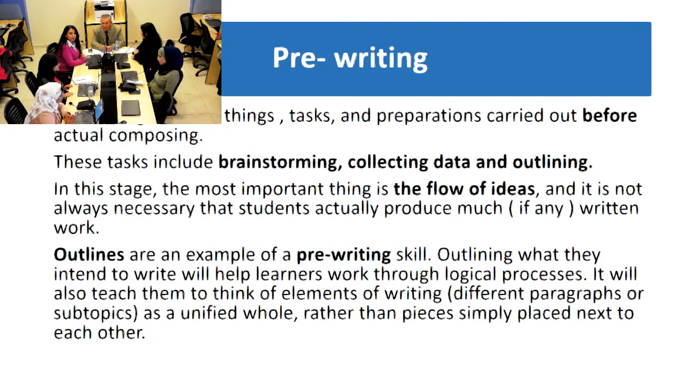Now, outlines are an example of a pre-writing skill. Outlining what they intend to write will help learners work through logical processes. It will also teach them to think of elements of writing, different paragraphs of subtopics, as a unified whole rather than pieces simply placed next to each other. So when we outline, it means we put the elements of our composition, the basis of what we are going to talk about, then we prepare so that we know from the beginning what is going to be in the end, not just to put words next to it. Yeah, thank you, Ms. Abir.